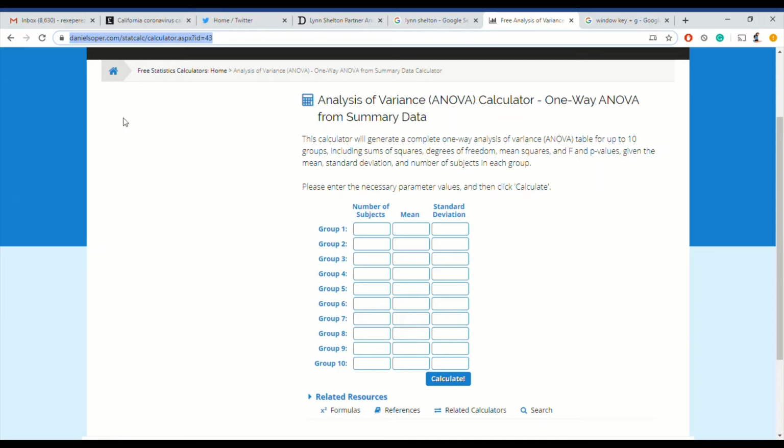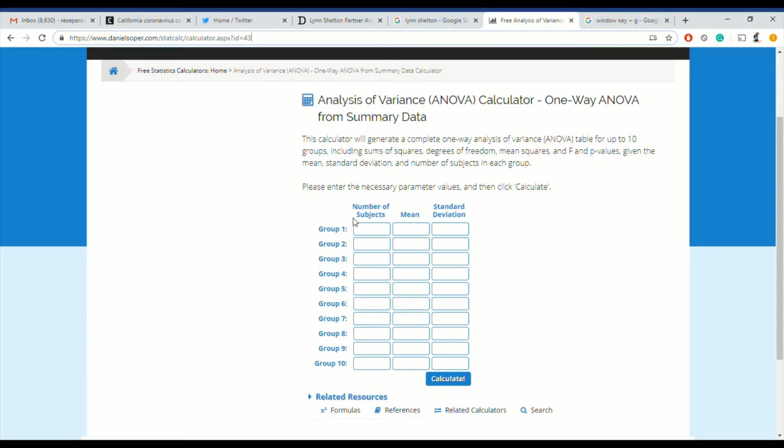So check out the website we went to. It's this Daniel Soper. There's a link that I placed in that little section of Canvas there. Notice that sometimes they don't give us the raw data. They give us the summary statistics: the X bar, the mean, the sample standard deviation S, and the sample size N. And our calculator can't handle that. Our calculator wants raw data.